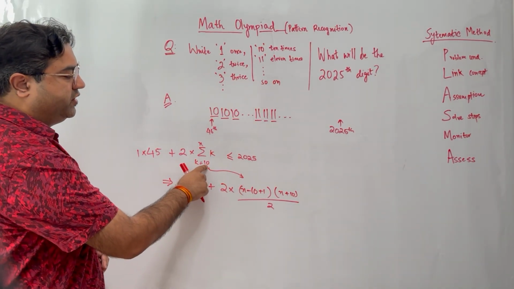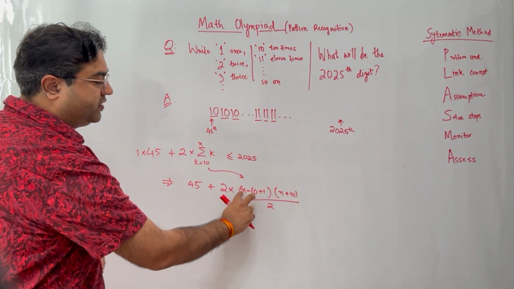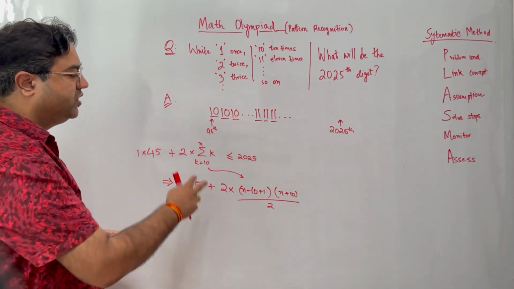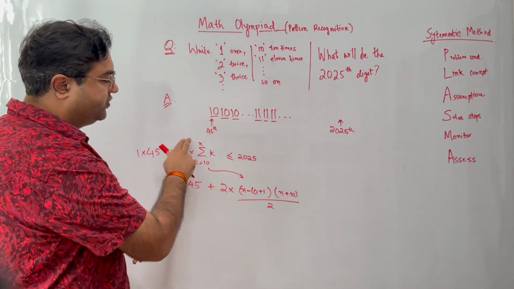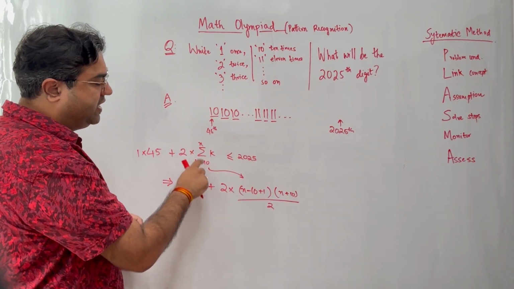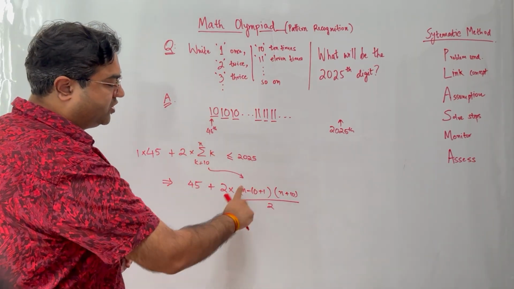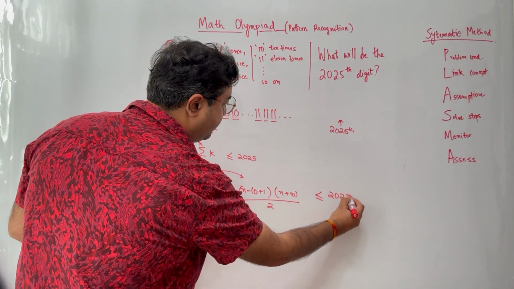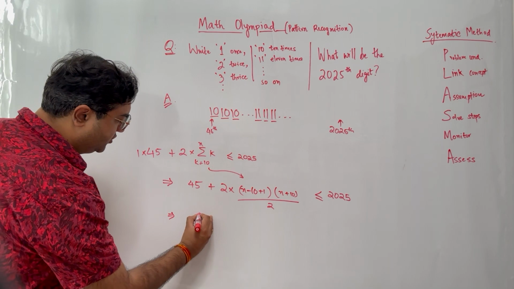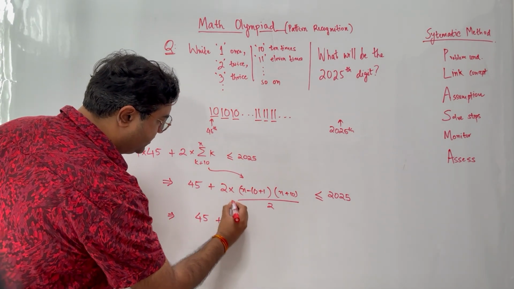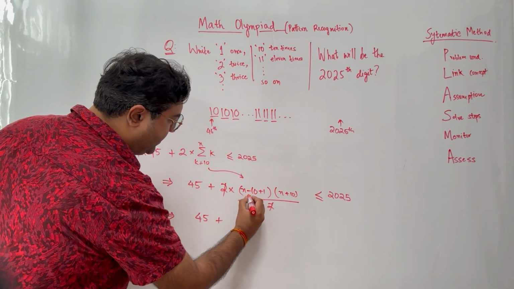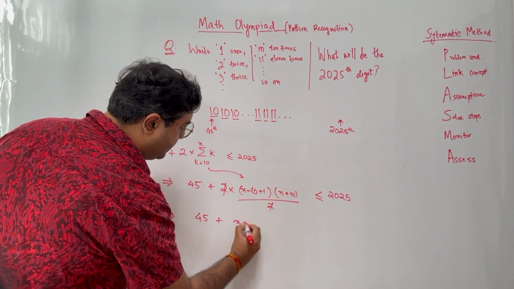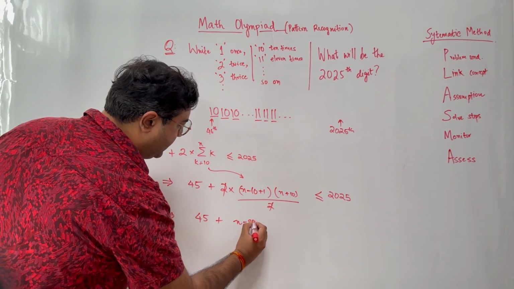This is the summation of any arithmetic series. When this starts from 1, it becomes n minus 1 plus 1, so this becomes n into n plus 1 by 2. But here it is based on the first term, the last term, and the total number of terms. So this is how it will be, and this has to be less than or equal to 2025. So 45 plus this 2 will get cancelled. Here it is n minus 9, this is n plus 10. So this is n minus 9 into n plus 10.